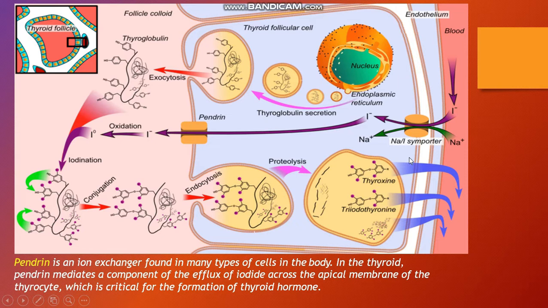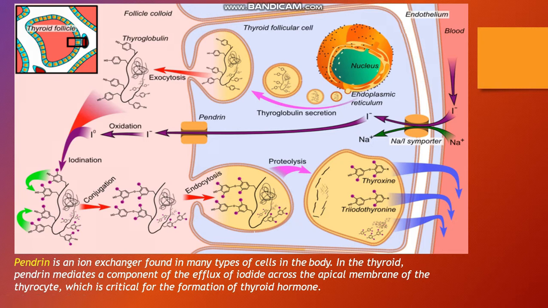Here pendrin is an importer which takes up iodine as well as sodium. This is the symporter for sodium and iodine. Now the iodine is being taken. Now it comes attached to the pendrin and is thrown outside, where it attaches to thyroglobulin, undergoes oxidation and iodination, and forms a conjugate protein.